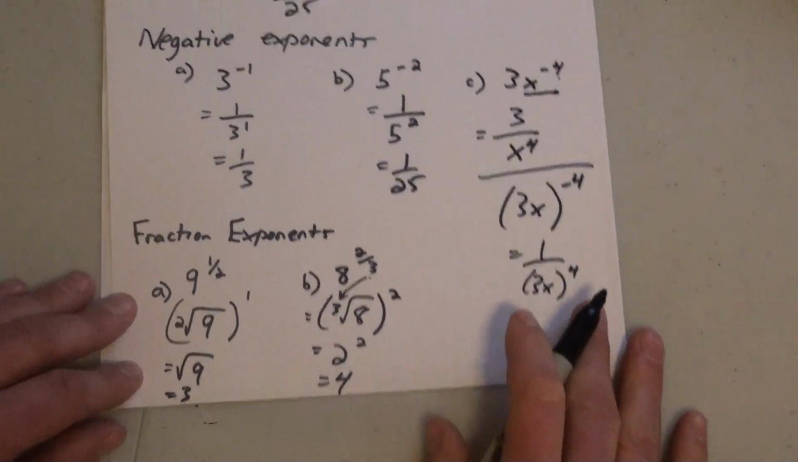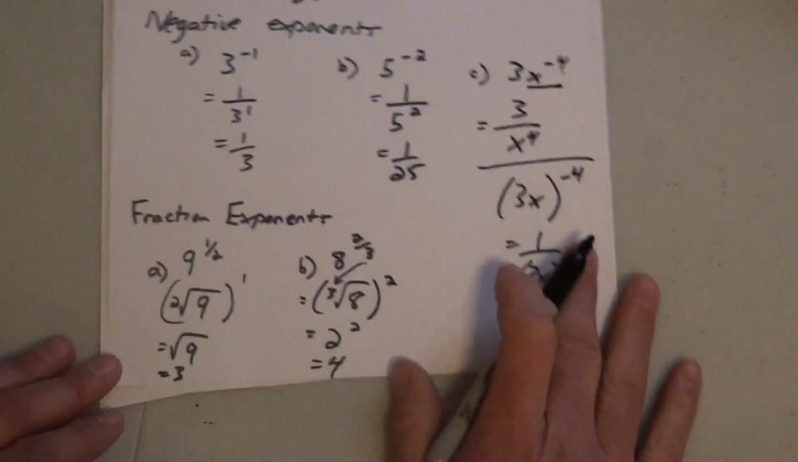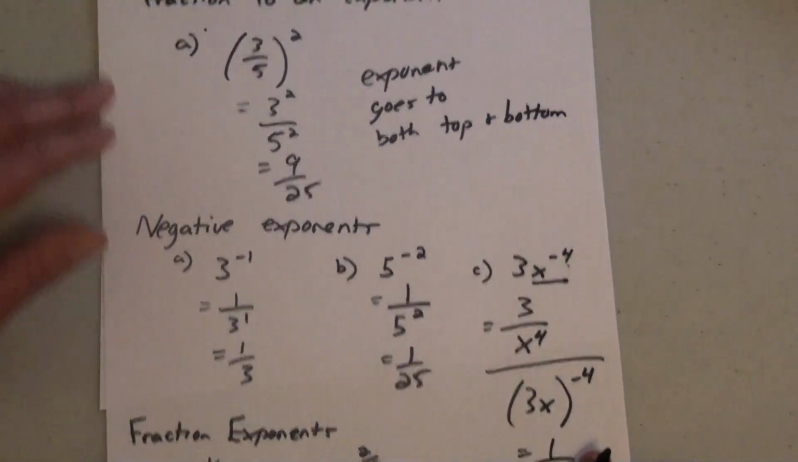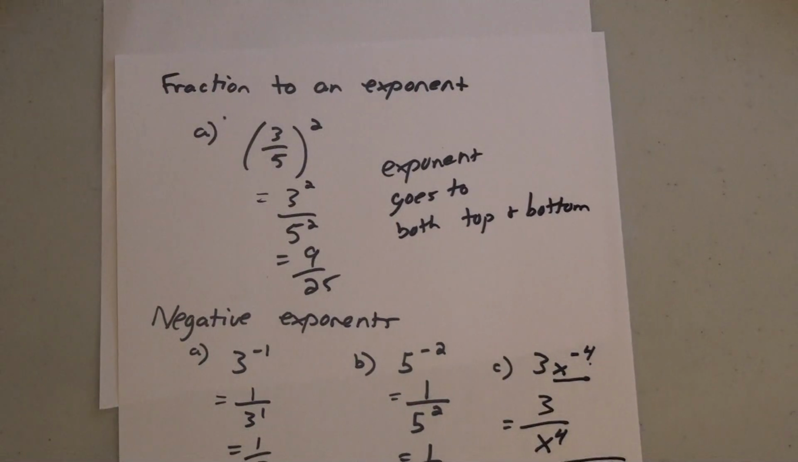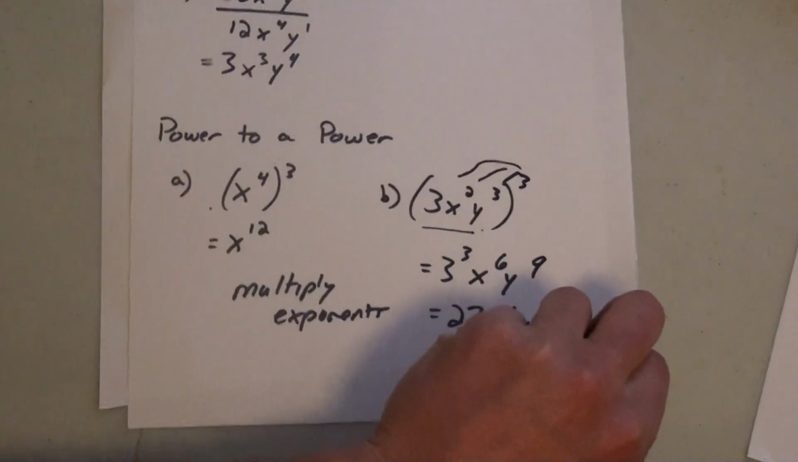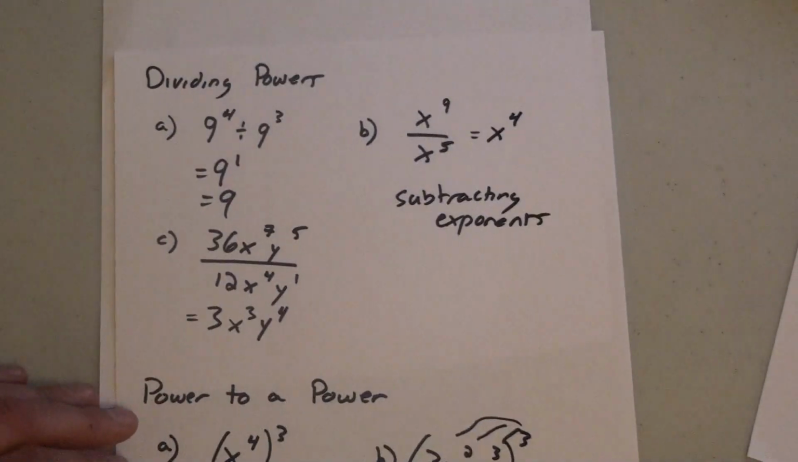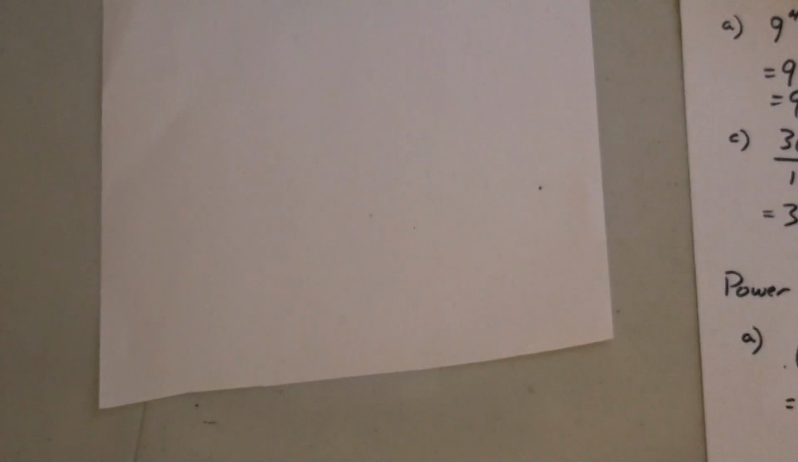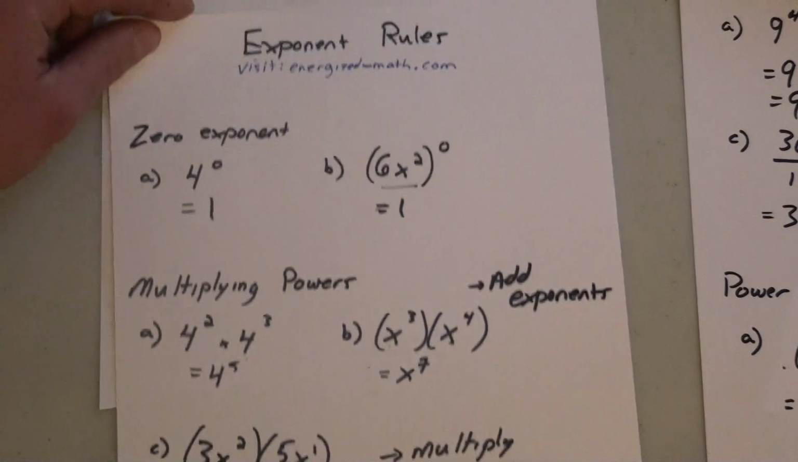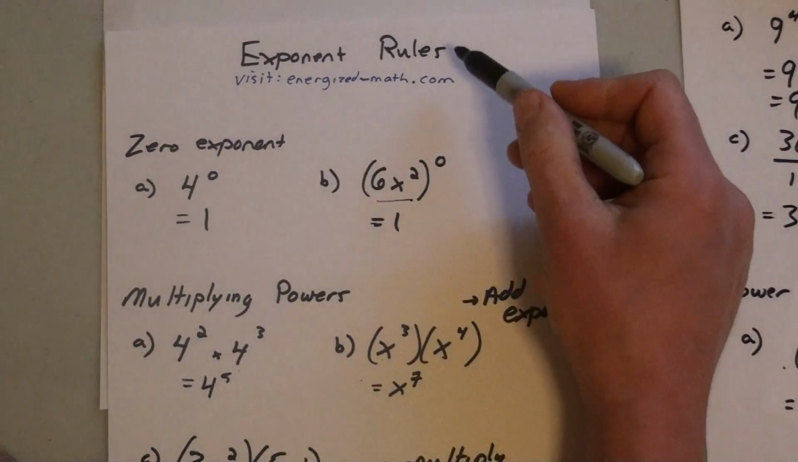So those are all the exponent rules. We went over fraction exponents, negative exponents, fraction to an exponent. We went over if you are taking a power to a power or dividing powers. And we went over if you are multiplying powers and the zero exponent. These are the exponent rules.